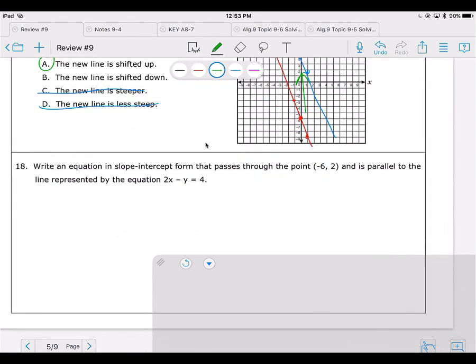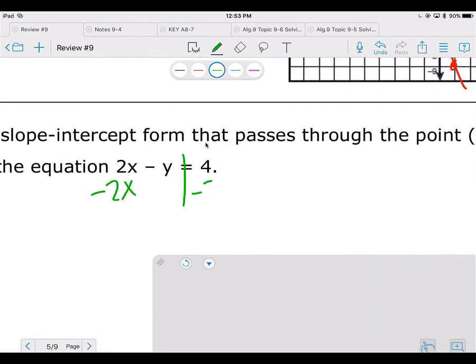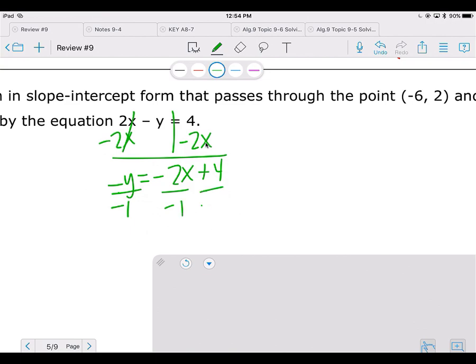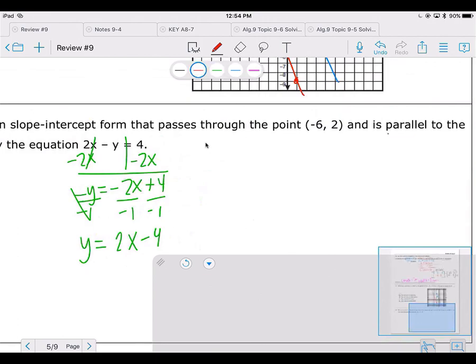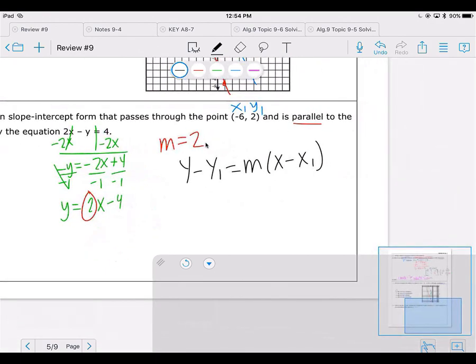They asked for an equation on 18 in slope-intercept form that passes through a point and is parallel to the equation given. In order to find parallel, I need to find the slope. So -y equals -2x plus 4. Divide everything by -1, so y equals 2x minus 4. Parallel means we have the same slope, so m equals 2. I have my x1 and my y1, so remember point slope is what they're asking for. Oh, just kidding, they're asking for slope-intercept, but we have to start in point slope.